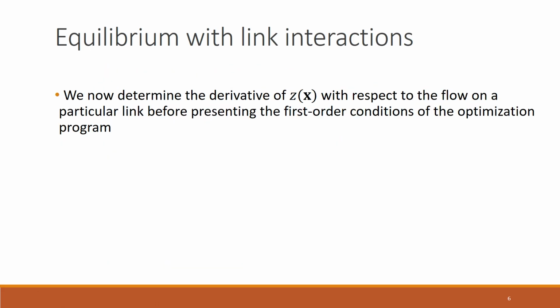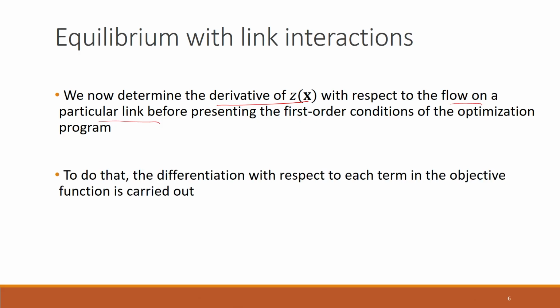Okay. So, before we actually present the first order conditions for this optimization problem when we have the link interactions, let us first determine the derivative of this function z(x) with respect to the flow on a particular link. Okay. So, in order to take the derivative of this objective function, we need to differentiate each term in it.